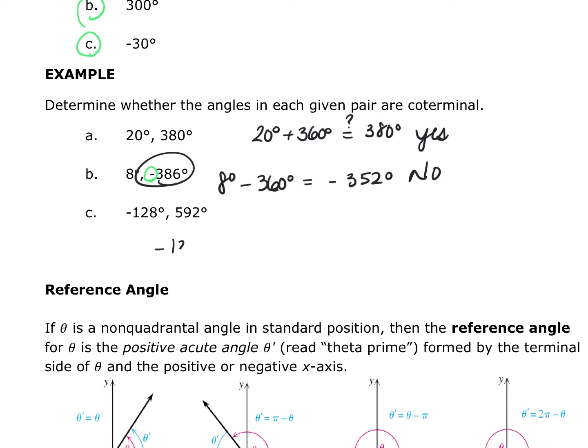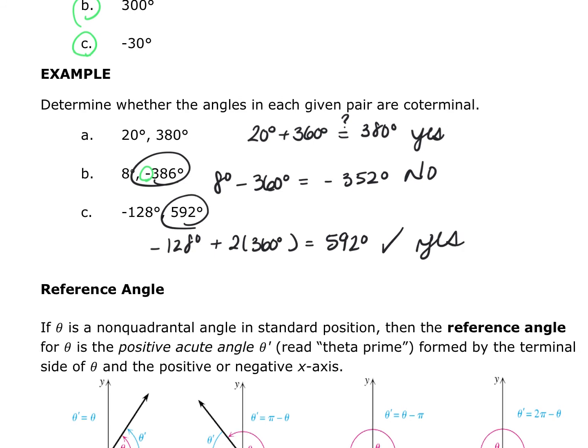So I have negative 128 degrees. I'm going to add to it multiples of 360. I'm thinking maybe 2, so 2 times 360. And so I have negative 128 plus 2 times 360 in my calculator, and I get 592. And so yes, these match. So the answer is yes. So that's all it means.